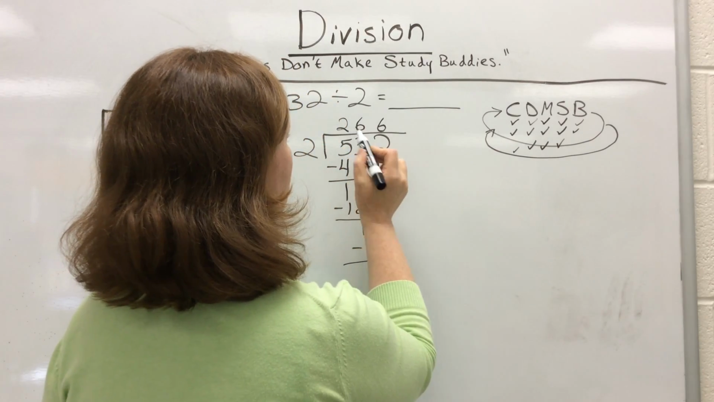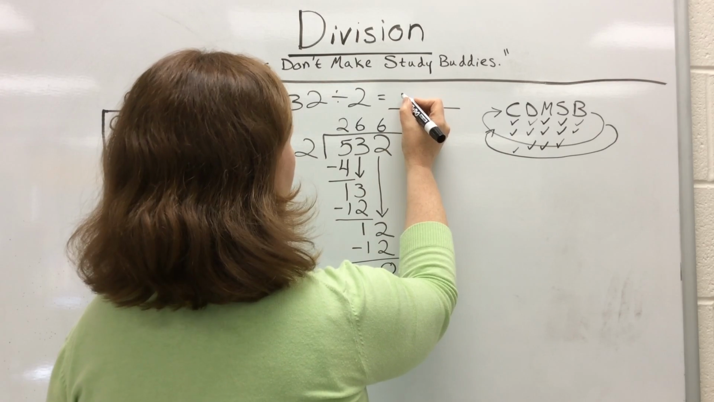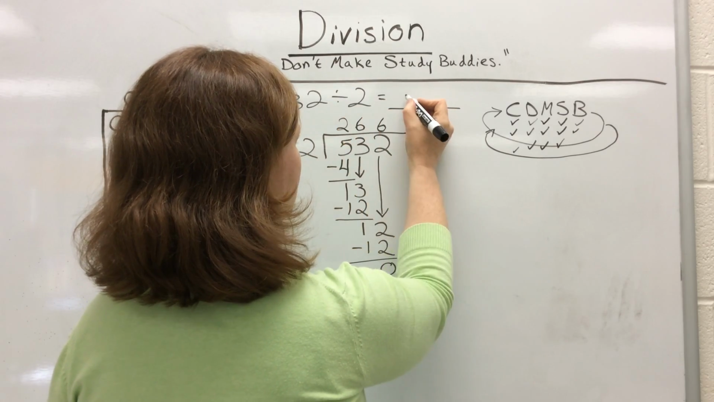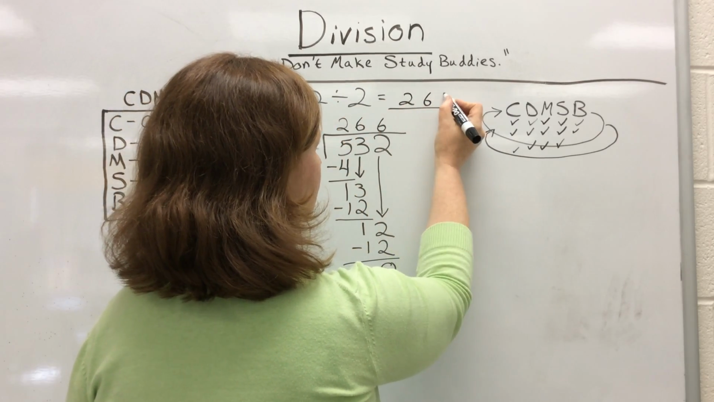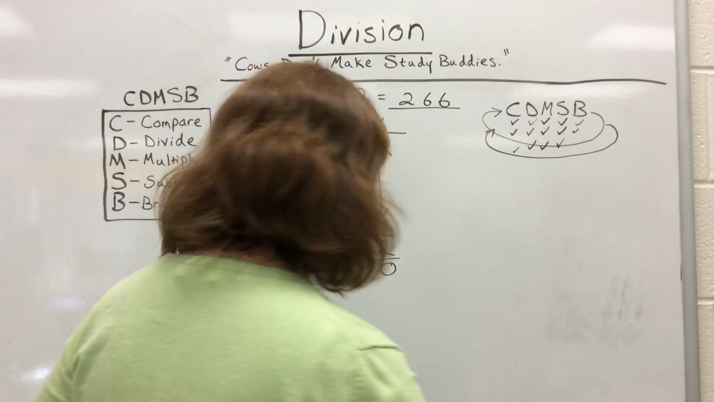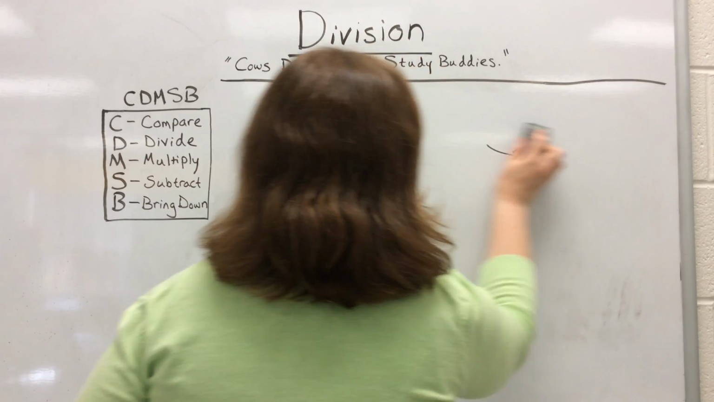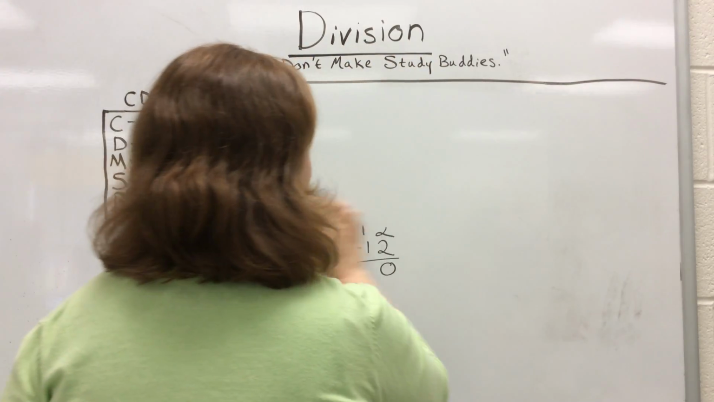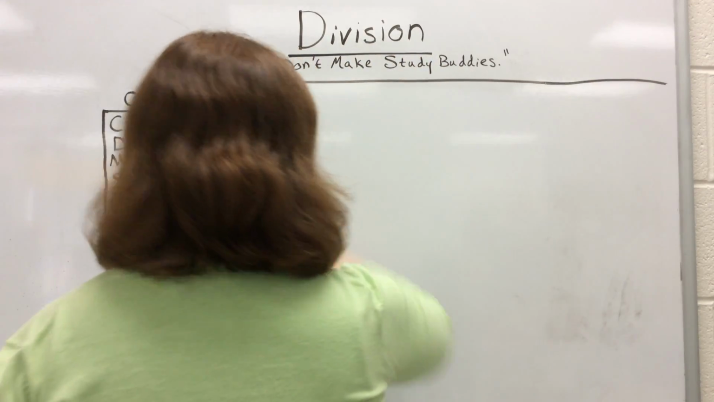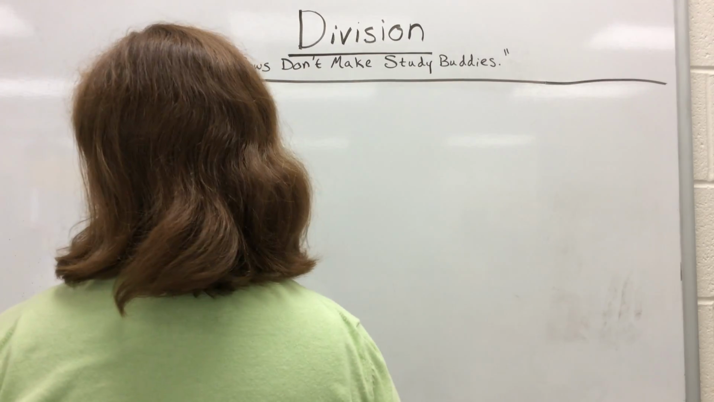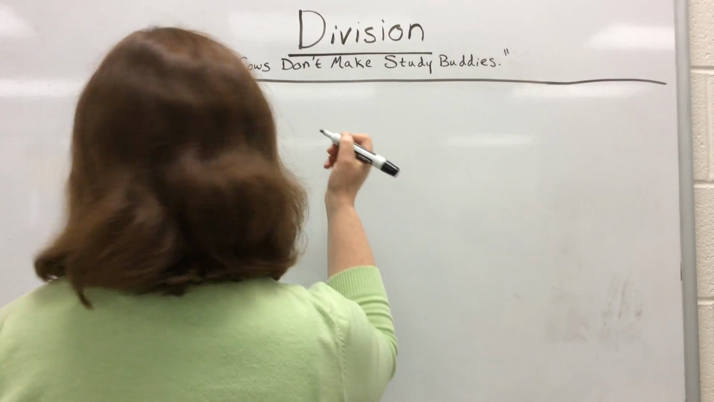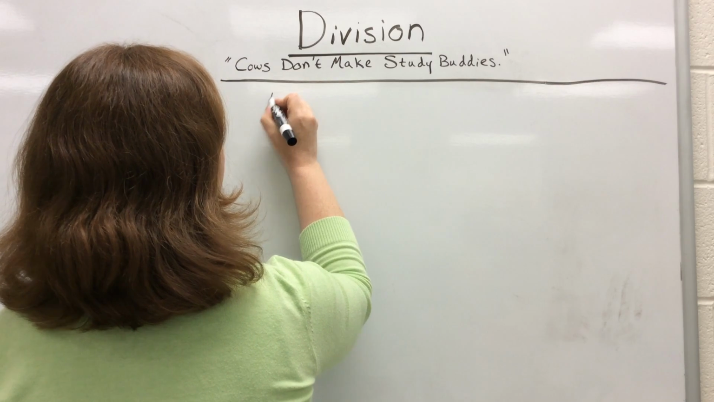My quotient is 266. So 532 divided by 2 is 266. That is my answer. The next problem we'll do will have a remainder at the end or a decimal at the end. I'll show you how to do each one. 4,382 divided by 5.